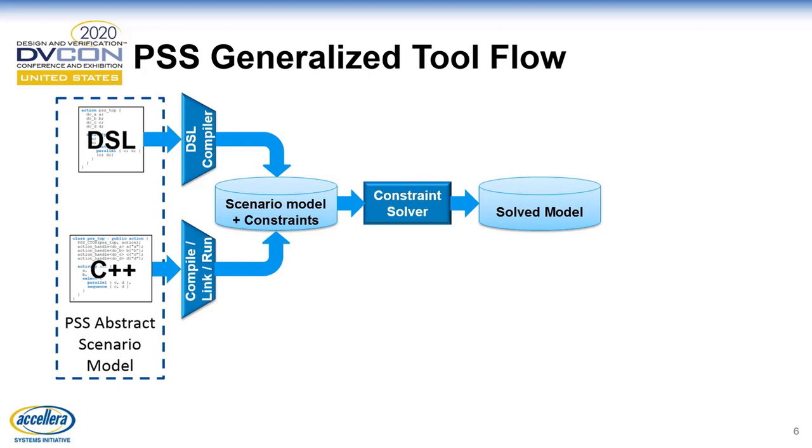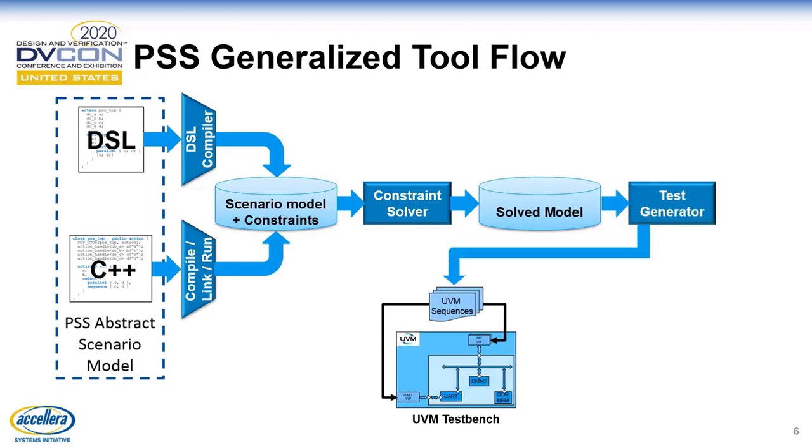This is the formal model of all of the possible solutions for your constraints and all of the different scenarios that can be generated from the intent that you specified. And then the test generator takes that and generates for you your implementation on whatever your platform is. If you're targeting a UVM environment, it'll create UVM sequences for you. Right? So as somebody who spent 10, 15 years of my career defining UVM, I'm here to tell you PSS is not a replacement for UVM. UVM is one of the target implementations for a PSS model.